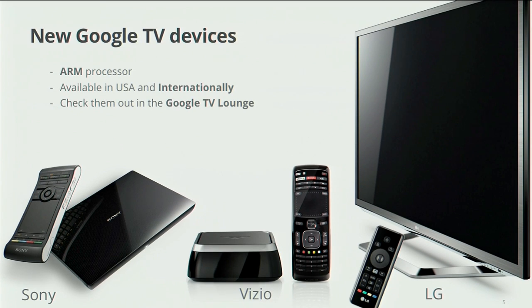We have new devices that launched this week, and over the last couple of weeks, they're out in the sandbox. On this level, I encourage you guys to check them out. I'm very excited about these things. They all have the ARM processor. They're shipping in the US, and the Sony devices are going to be available internationally. So Sony's released a Buddy Box, and they have a Blu-ray player that they're demoing. Vizio released Buddy Box earlier this week, and LG has a series of TVs with Google TV built in.